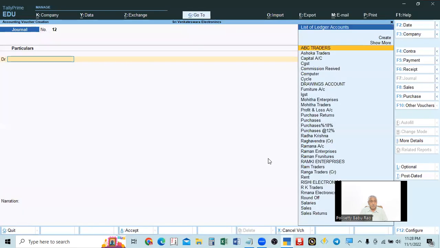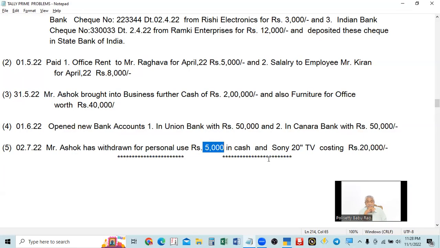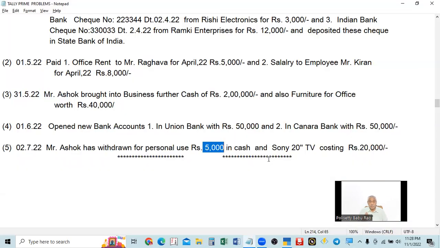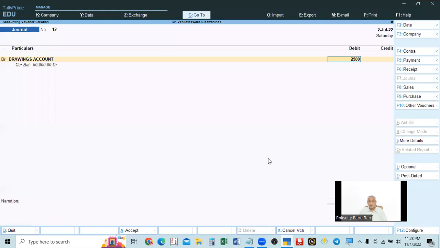Here debit. What is debit here? Who is taking? The proprietor is taking, so the proprietor account is to be debited. It is debited as drawings account. What is the total amount he is withdrawing? 25,000. He is drawing 25,000 rupees in total.